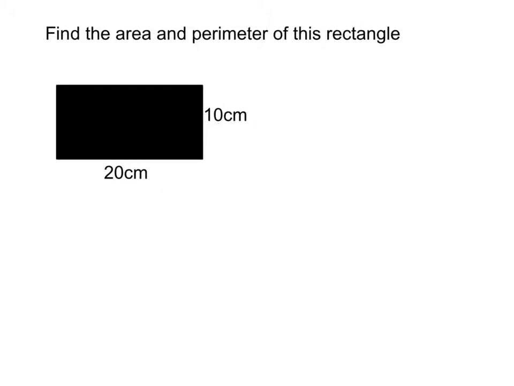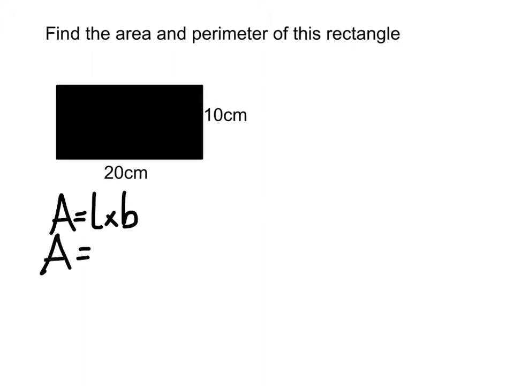This question wants us to do two things: work out the area of this rectangle and work out the perimeter. So first, let's work out the area. Now, for any area question, we always start off by writing the formula for the shape. So this one is A, the area, is equal to the length times the breadth.